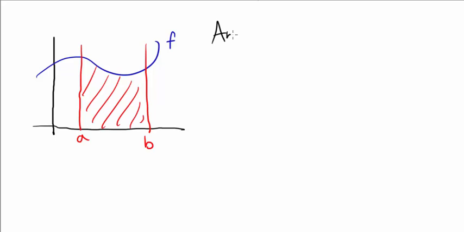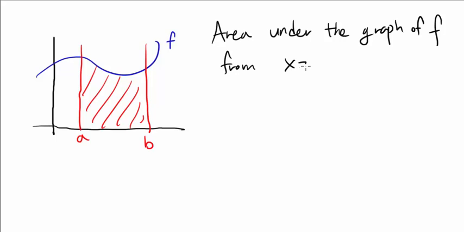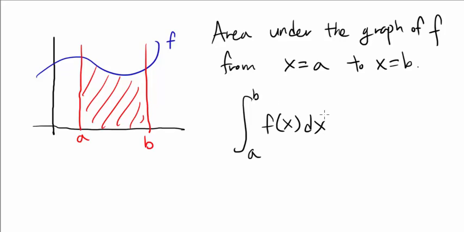So you want to find the area under the graph of f from x equals a to x equals b. And how we write this mathematically is like this: integral from a to b of f of x dx. All this means for a non-negative function, we are going to extend this definition to functions that can be negative later on. But for now, all this is the area under the graph of f from x equals a to x equals b, and this is the definite integral.